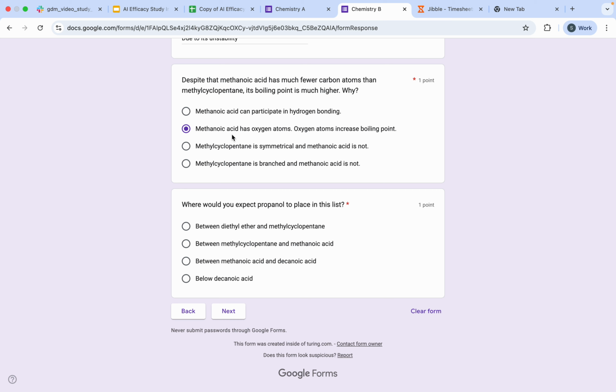What would you expect propanol to place in this list: between diethyl ether and methyl cyclopentane, between methyl cyclopentane and methanoic acid, between methanoic acid and decanoic acid, or below decanoic acid? Propanol will be below decanoic acid. I am not sure.